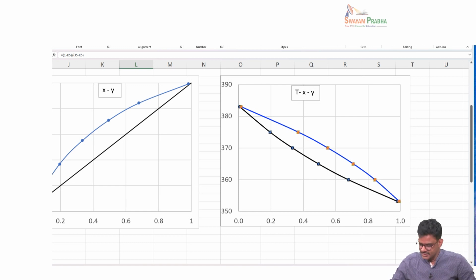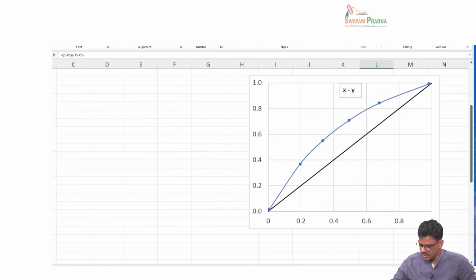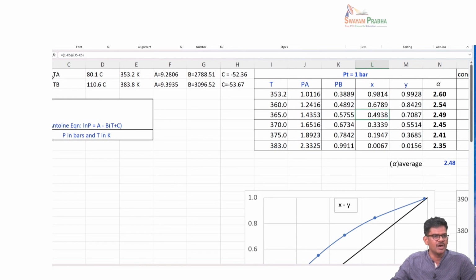I will be sharing this Excel sheet for you to work with. You can probably choose different components which are chemically similar, find their respective boiling points, find the Antoine coefficients, and then just fill this in, and you can generate a set of VLE data. Not a single material, but a combination of two species, A and B, a binary mixture of benzene and toluene.